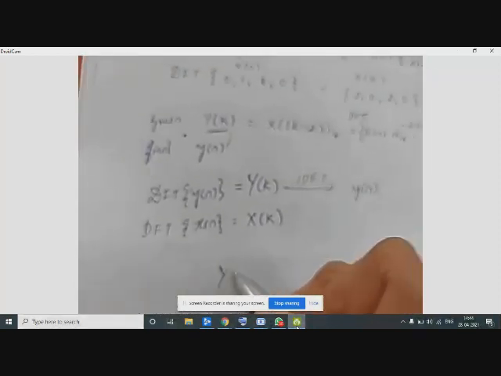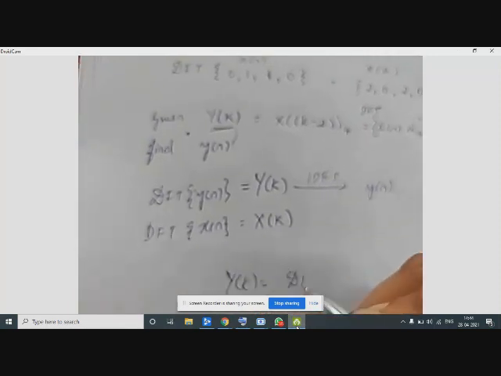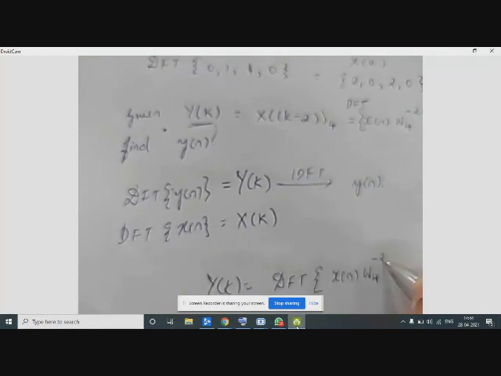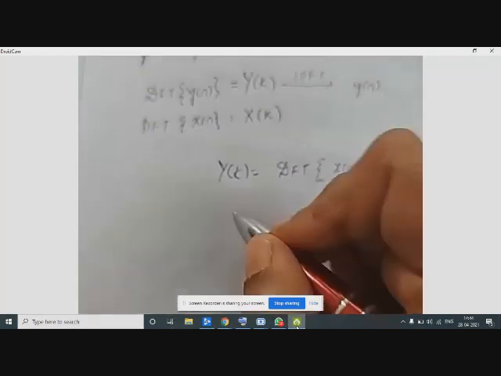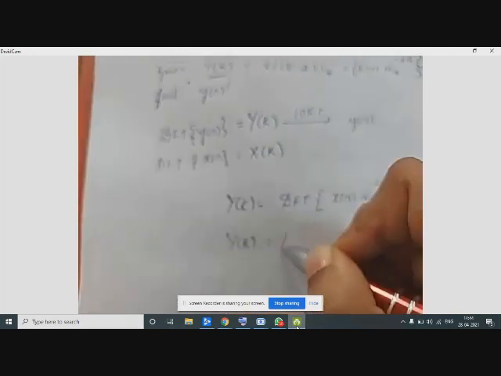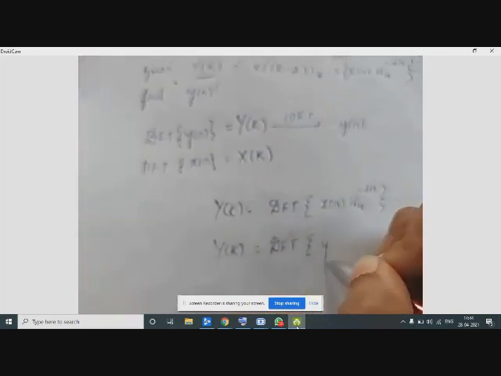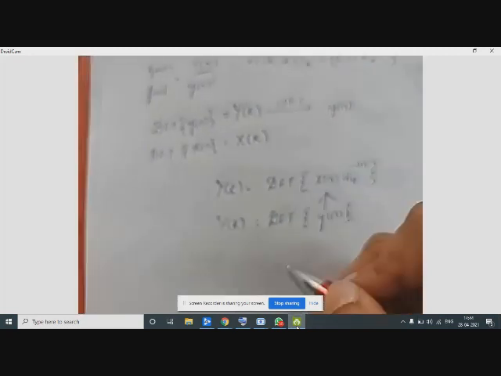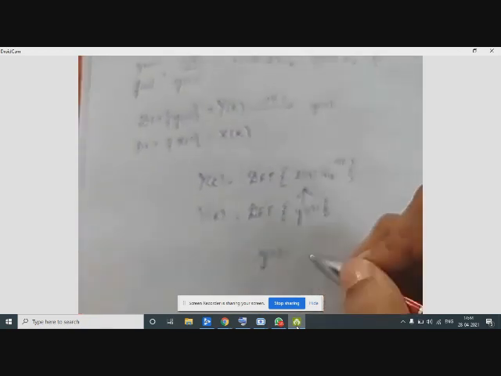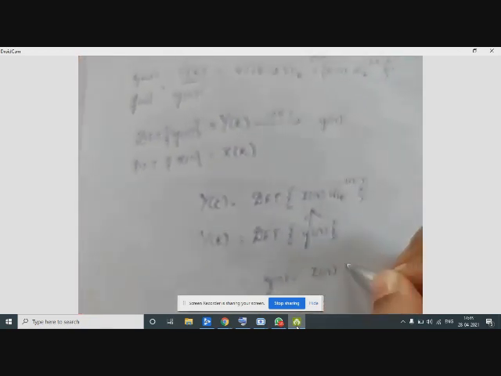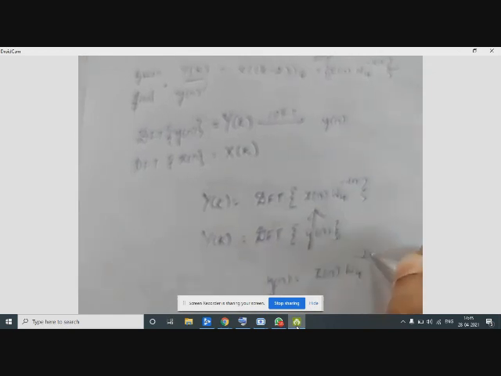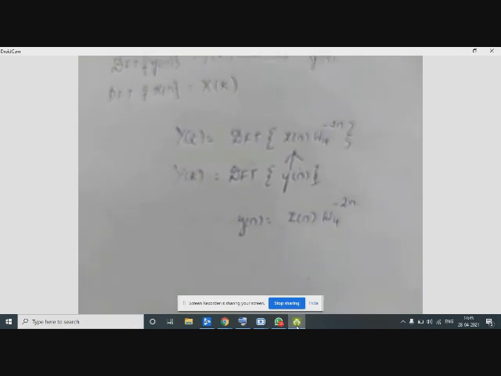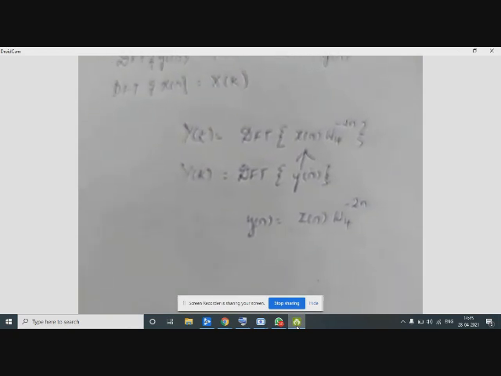So in short, y of k is DFT of x of n W4 power minus 2n, and it is as good as saying y of k is also DFT of y of n. That means this is the same: y of n is equal to x of n into W4 power minus 2 into n. Got it, all of you?